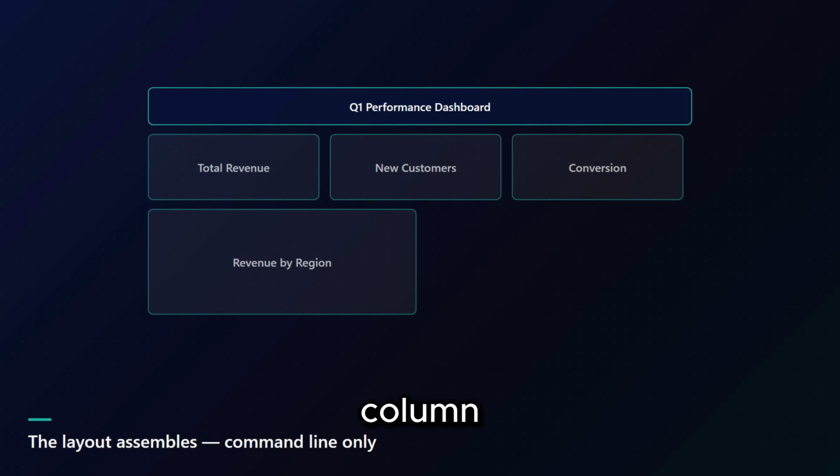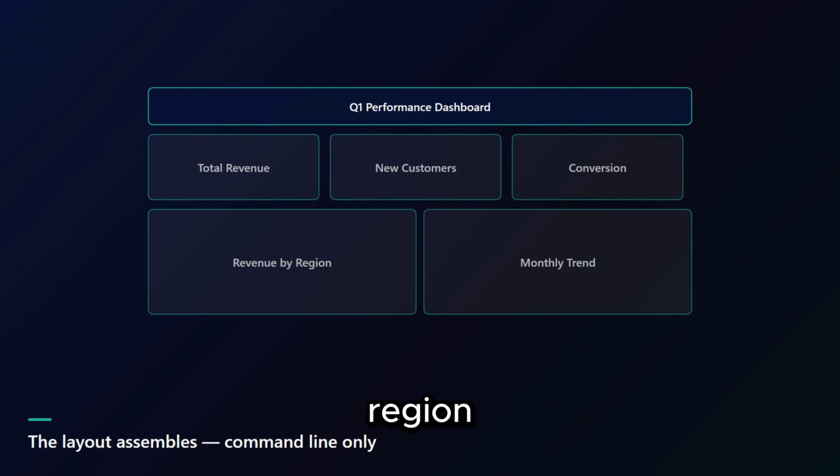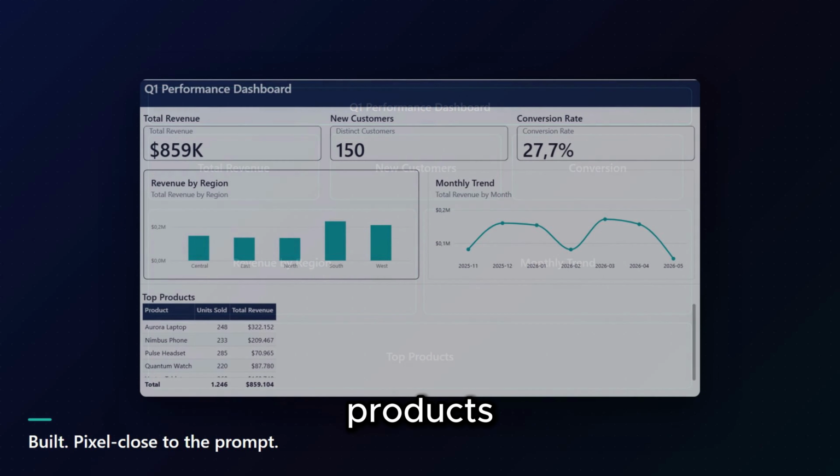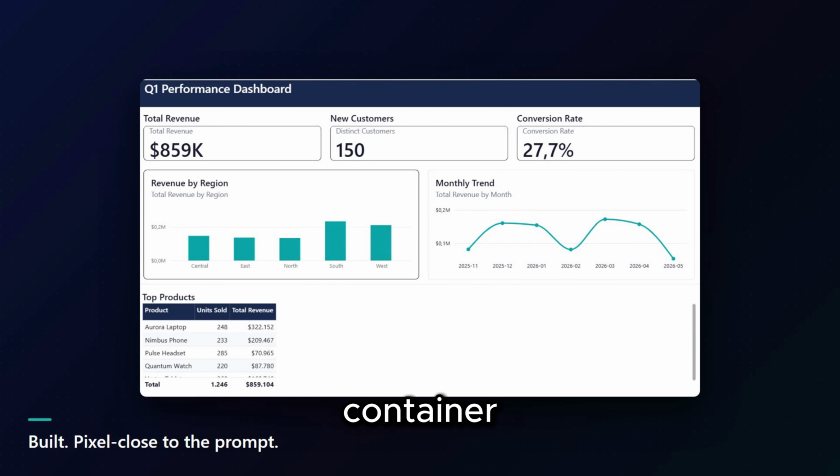Below the cards, a column chart breaks revenue by region. Next to it, a line chart tracks the monthly trend. Bottom of the page, a full-width table lists top products. Titles set via set container.